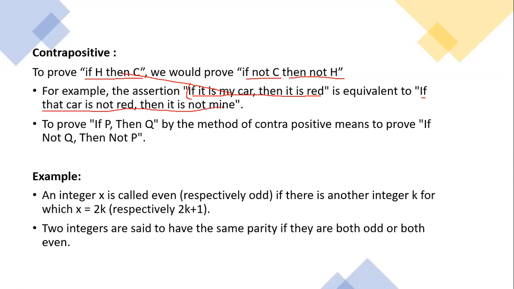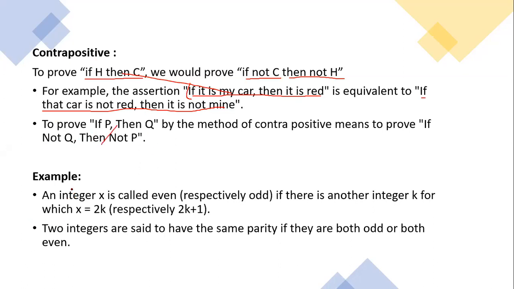Is it clear what contrapositive is? We are taking the particular statement in the opposite way. To prove if H then C, we would prove that if not C then not H. You remember this example, then it will be easy for you. If it is my car, then it is red. In contrapositive, if that car is not red, then it is not mine. Is it clear? This is the way we are going to prove. This is the contrapositive method. The same thing also here with some other example.